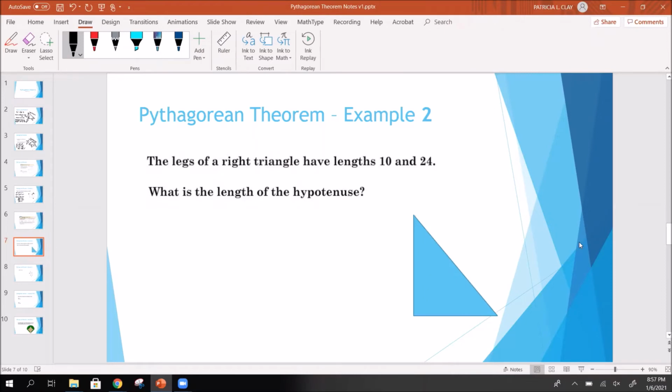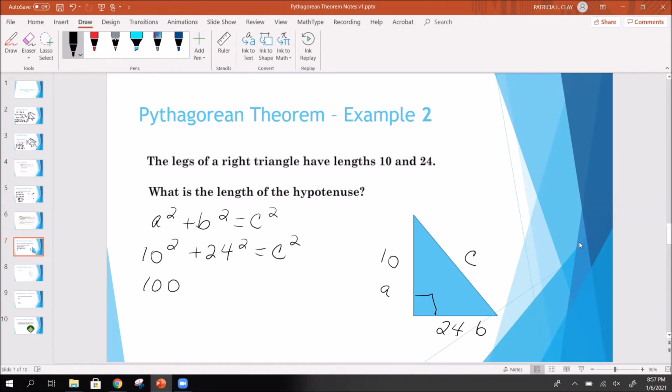Okay, so I'll draw our box here to represent this is a right angle. So the two lengths they give us are 10, this is one of our legs, and 24. So I'm going to call this A and this B, and we need to find C, the length of our hypotenuse. So a squared plus b squared is equal to c squared. So 10 squared plus 24 squared is equal to c squared.